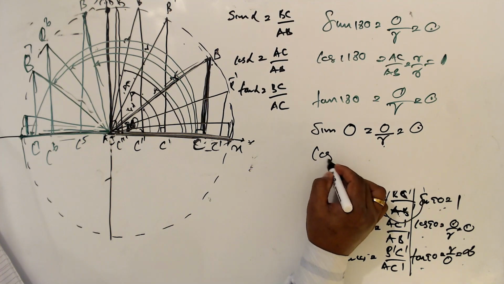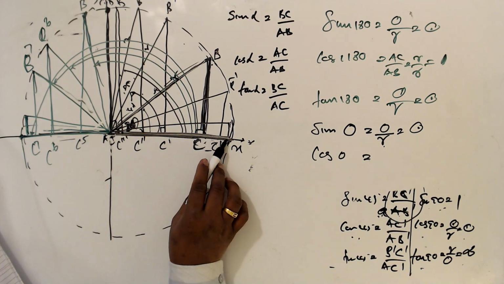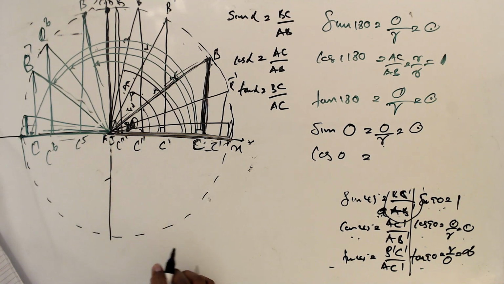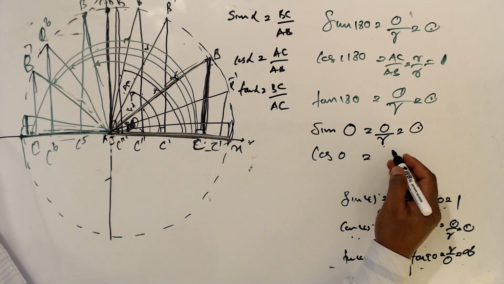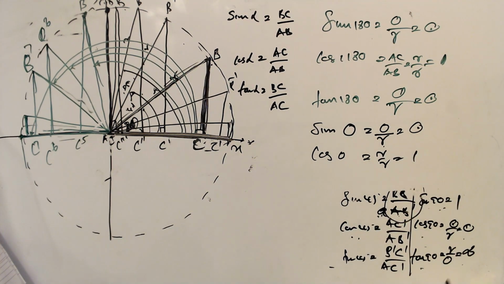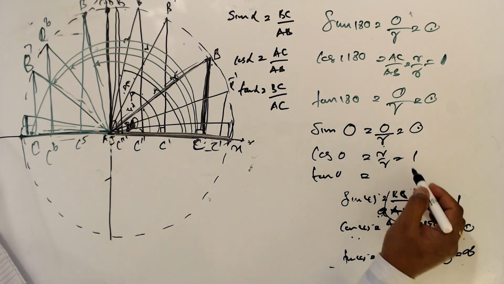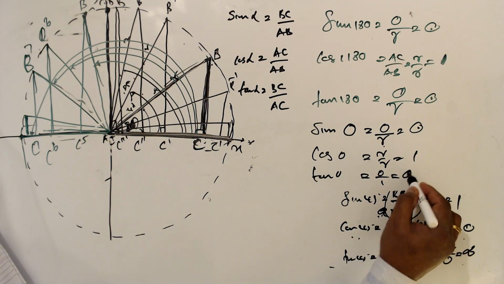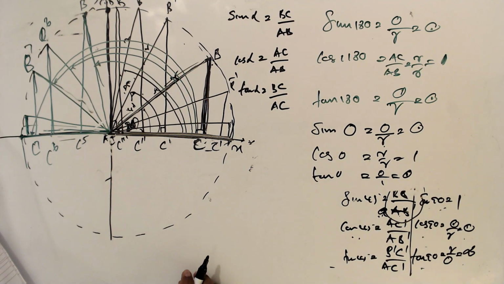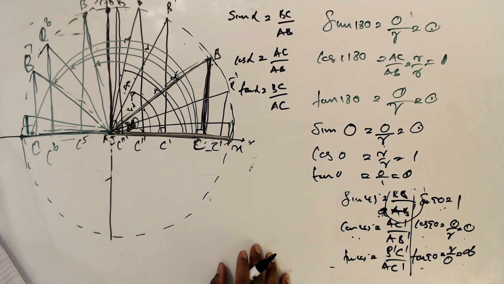Now what will happen to cos 0? Cos 0 becomes adjacent over radius, r over r, which is 1. Tan 0 is sine 0 over cos 0, 0 over 1, which is 0. Tan 0 is 0. Now we have considered the sizes, and we want to look at the signs as well.